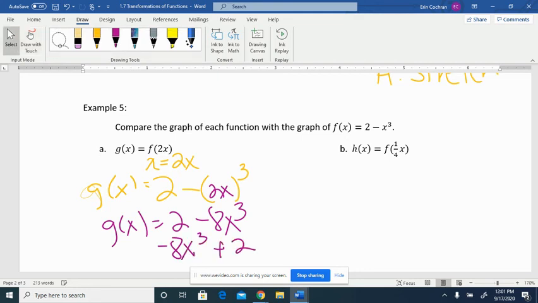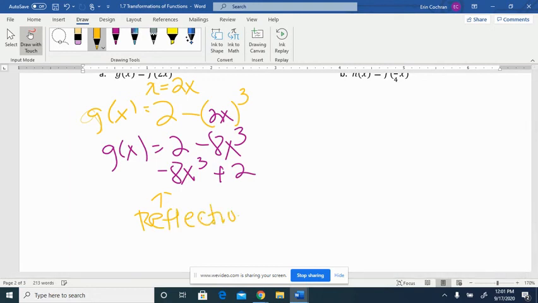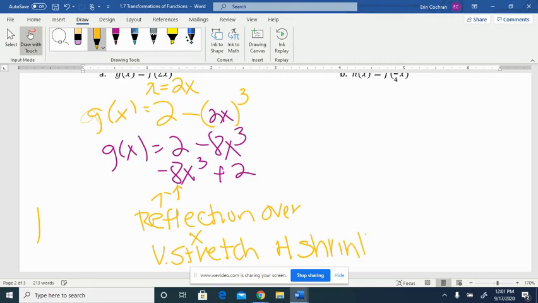So let's go ahead and compare the graph. The negative in the front tells me it's going to be a reflection over the x-axis. The negative 8 tells me we're going to have a vertical stretch. And if I have a vertical stretch, I'm going to have a horizontal shrink. And then this plus 2 tells me I'm going to go up 2 units.